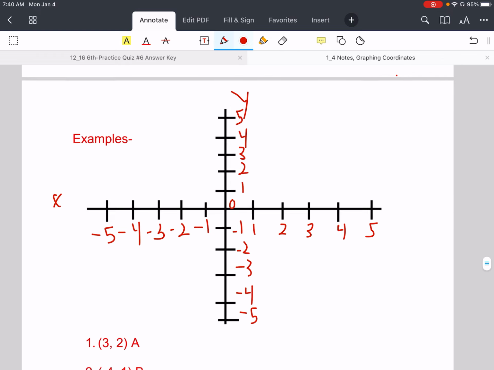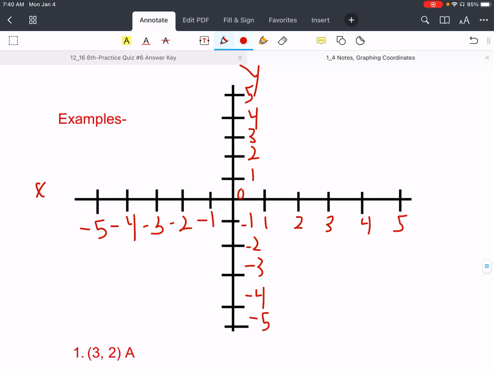So on your assignment, you're going to be given a pair of coordinates, and it's going to want you to write the corresponding letter. So number 1 has 3, 2, and that's going to be point A. So my x value is always first, followed by my y value. So my x value is going to be 3, which is here, but that's not where I'm going to put my point. I just want you to see it. So my x value is 3, my y value is 2, and I'm going to draw a point where those would intersect. And I'm going to label that point A.